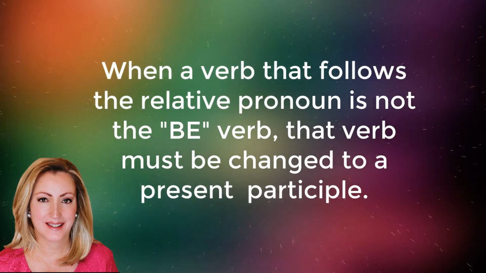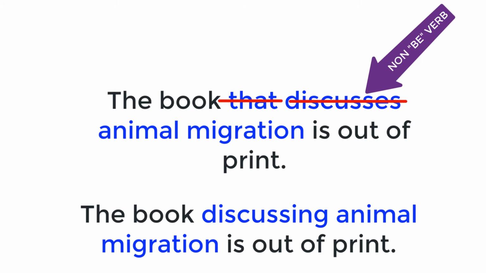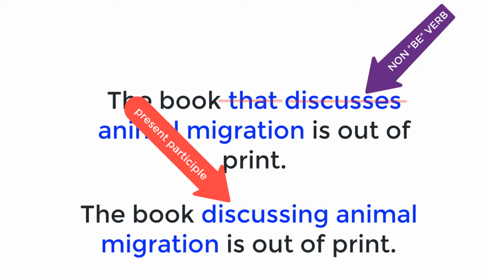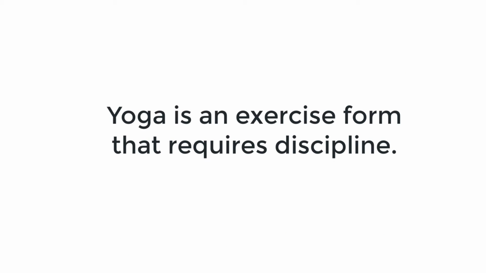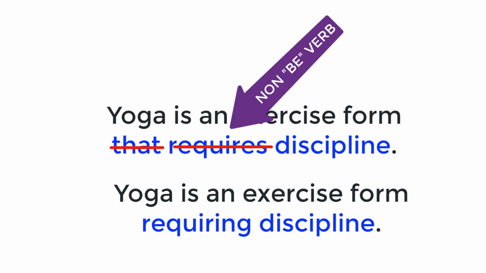Let's look at this example. The book that discusses animal migration is out of print. In this case, we change discusses to discussing. The book discussing animal migration is out of print. Yoga is an exercise form that requires discipline. Yoga is an exercise form requiring discipline.